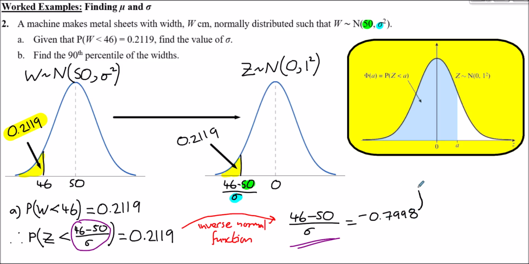So what we can do here, we can multiply both sides by sigma. So 46 minus 50, that just gives us minus 4. That's going to be minus 0.7998 lots of sigma. Therefore, if we just divide both sides by minus 0.7998, we can work out what sigma is.